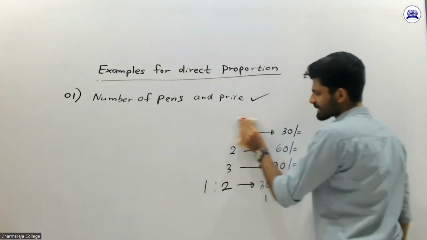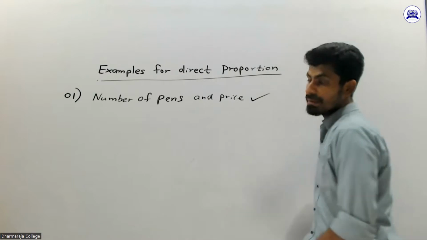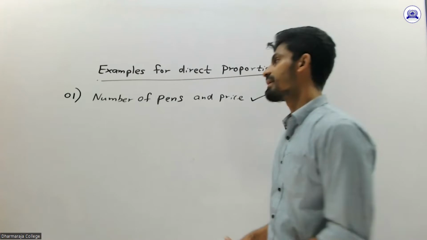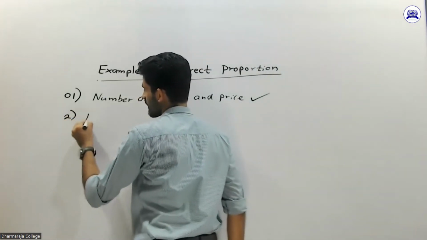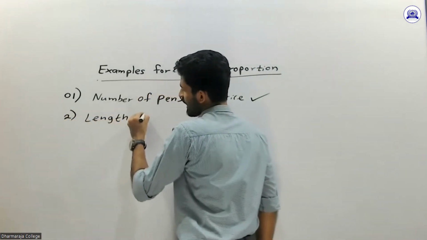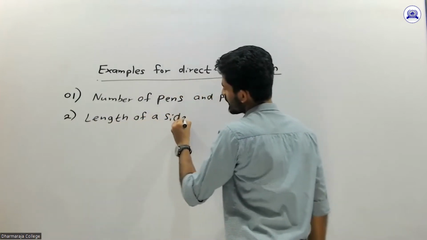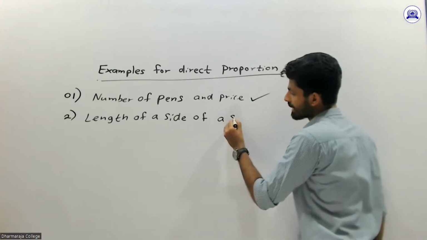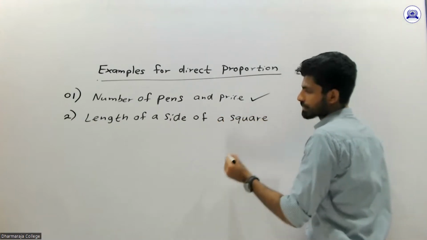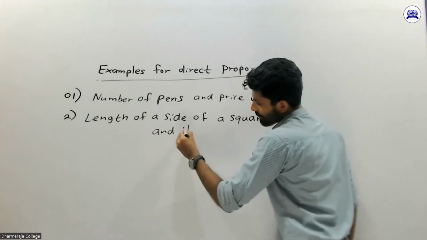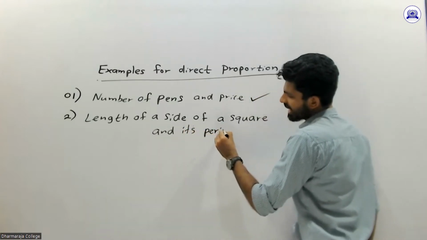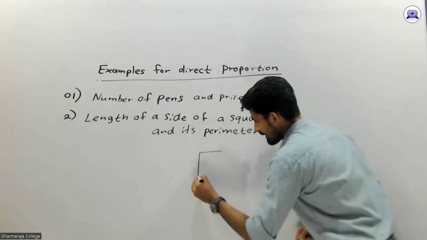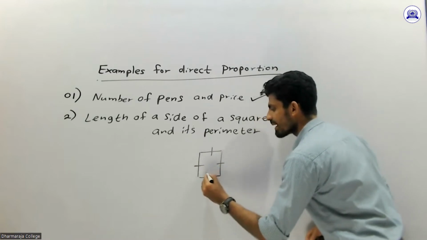I'm just taking my second example. So what is the second example? I'm taking the length of a side of a square and its perimeter. Very easy.